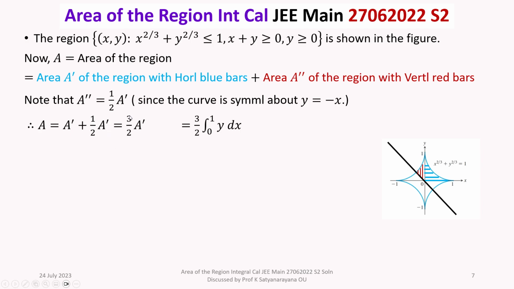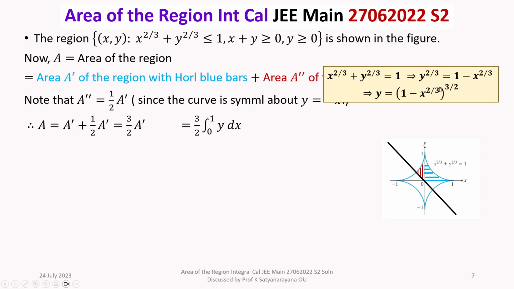prime, that is equal to 3 by 2 times A prime, and A prime means the region with the horizontal blue bars. So for that we have written 3 by 2 integral 0 to 1 y dx. With the horizontal strips we integrated. So x varies from 0 to 1 and they are going like that. So y dx. And what is y? Take the equation of the asteroid and solve for y.